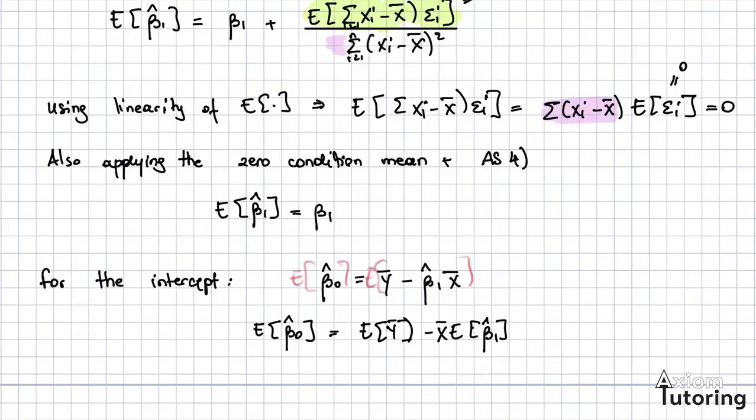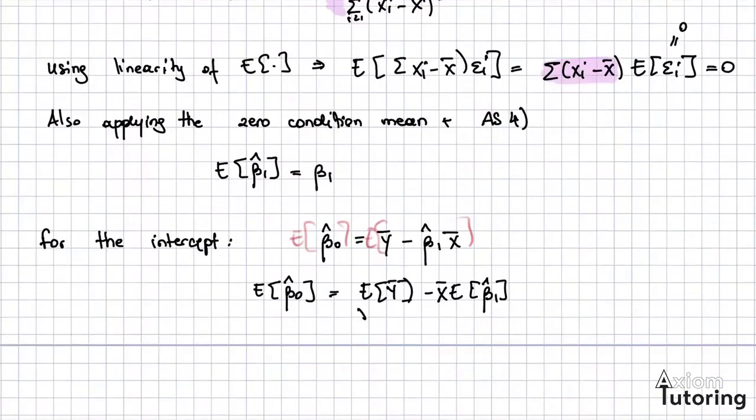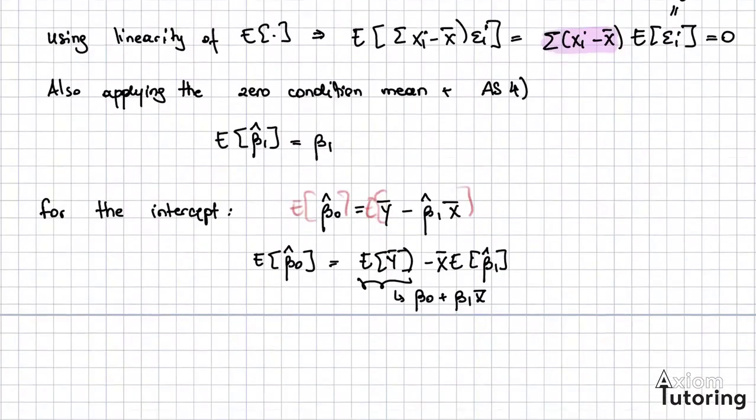Ultimately, from here, we know that the expectation of y bar is simply beta null plus beta 1 x bar. So knowing this information and substituting it, we will be left with the expectation of beta null hat simply equal to beta null. So both the OLS intercept and slope coefficients are unbiased.